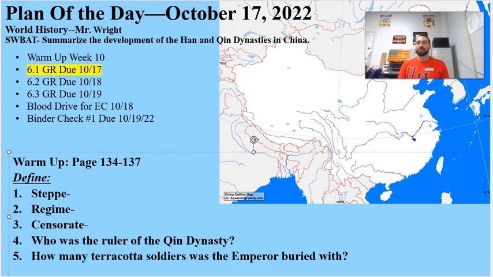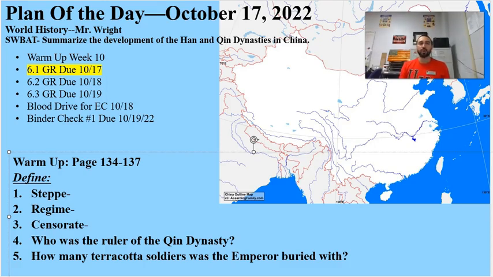Today, our plan of the day is to complete our warm-up. It's week 10. 6.1 guided reading is due tonight at 11:59 p.m. That's over Confucianism, Taoism, and legalism, and we read that together on Friday. 6.2 is due tomorrow. 6.3 is due Wednesday the 19th.